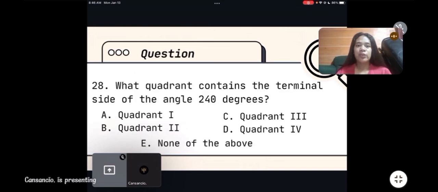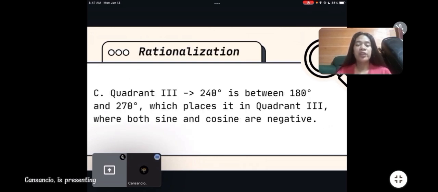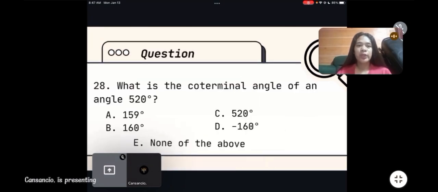So next, number 28. What quadrant contains the terminal side of the angle 240 degrees? A. Quadrant 1, B. Quadrant 2, C. Quadrant 3, D. Quadrant 4, or letter E, none of the above. So the correct answer is letter C, quadrant 3, because 240 degrees is between 180 degrees and 270 degrees, which places it in quadrant 3, where both sine and cosine are negative. So let's proceed to the next number.